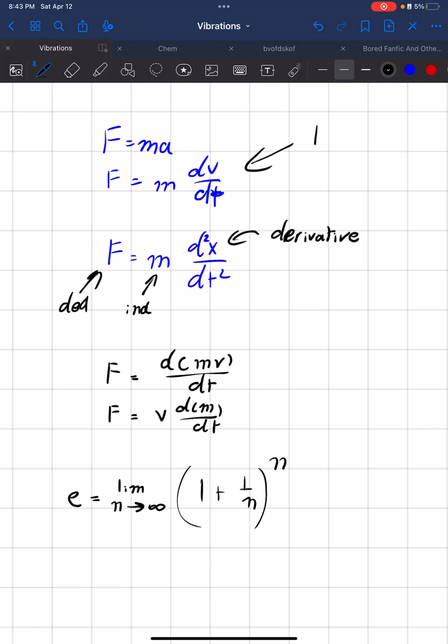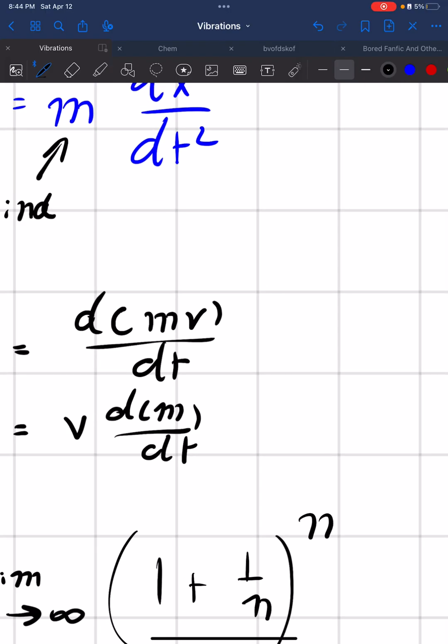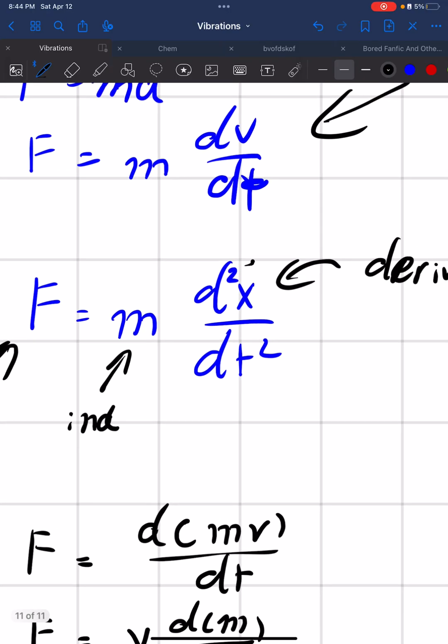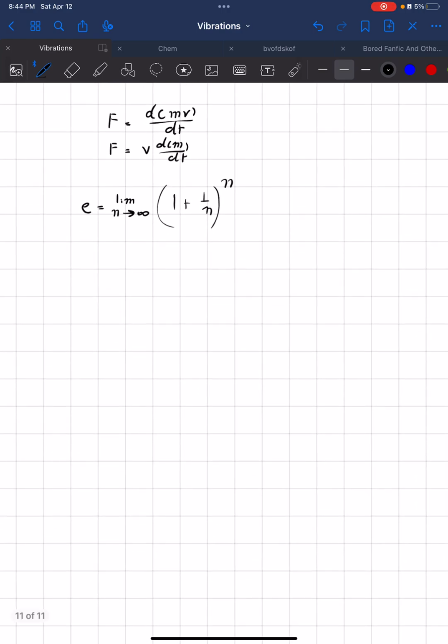First order, because it only has one derivative, and over here, the second order. Easy enough.